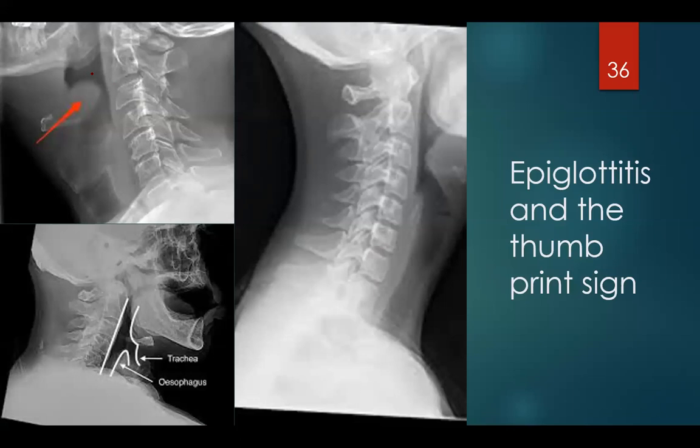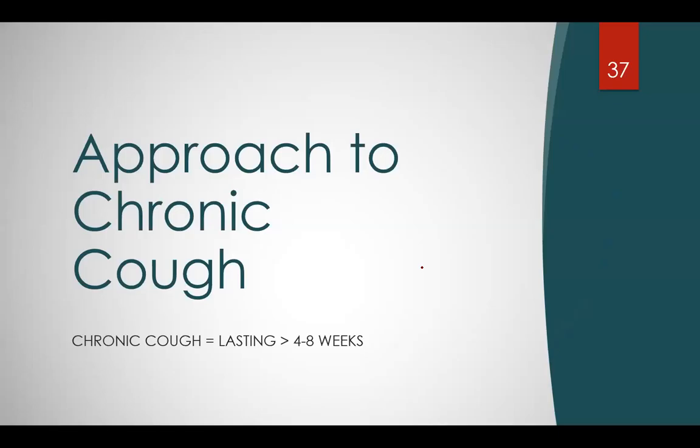All right, epiglottitis. So this is the thumbprint sign because it literally looks like a thumbprint. Here's a normal trachea, here's a normal epiglottis, and here's a huge one, right? This is choking off the airway. So that's something we want to make sure we're capturing when we look at that.